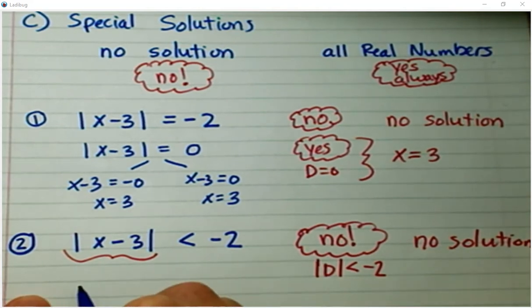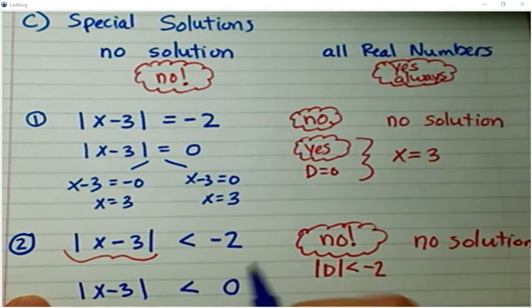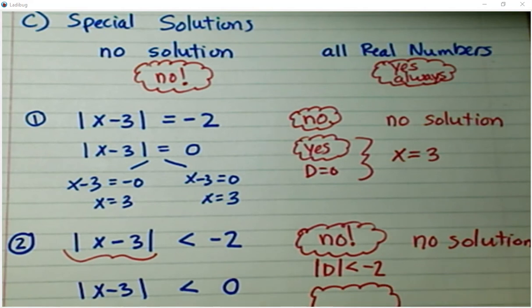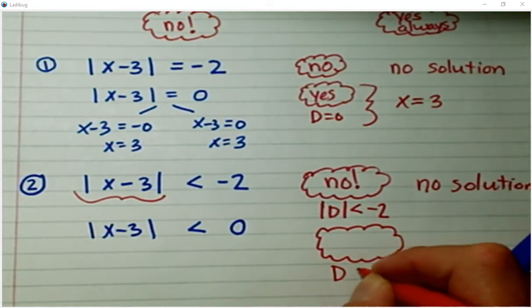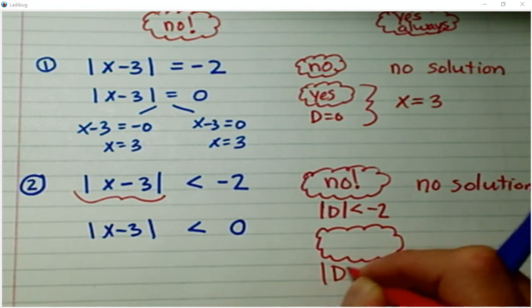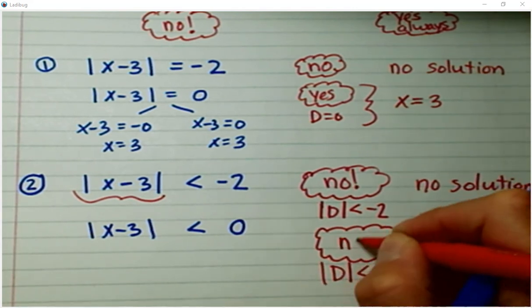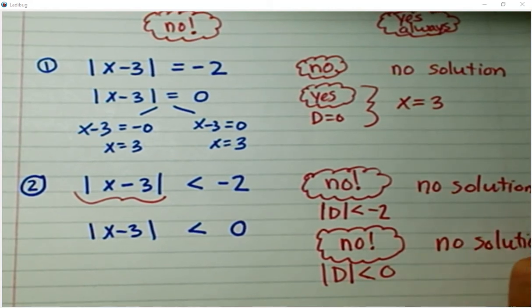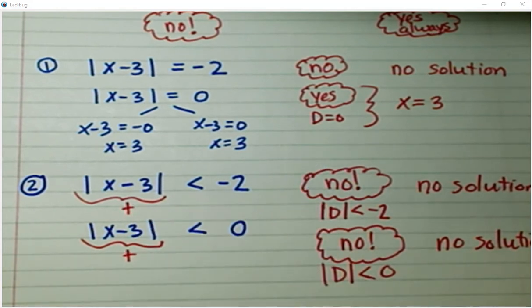All right, so now let's try this one. Let's say less than 0. Okay, so let's stop and think. Can distance be less than 0? Can distance be less than 0? That's a negative outcome, so the answer is no. So no solution, because whatever I get here is going to have a positive outcome, so that won't work.